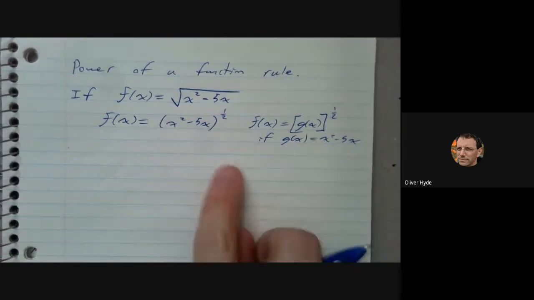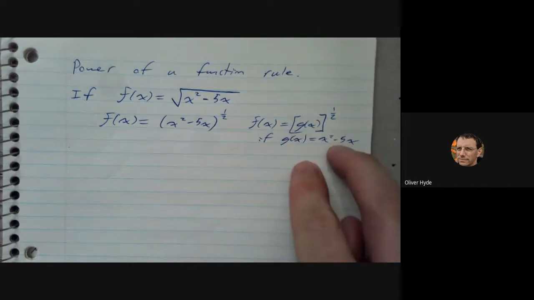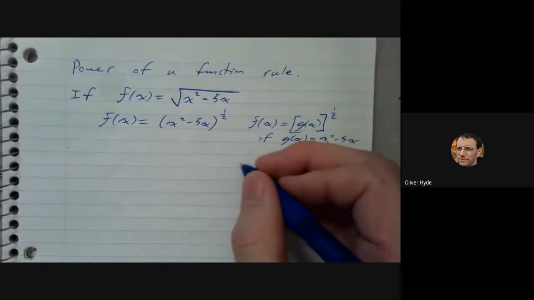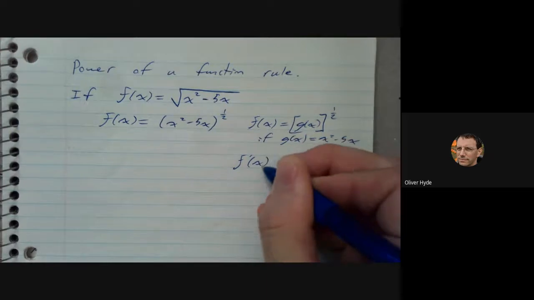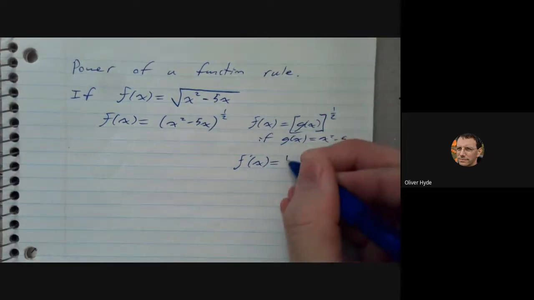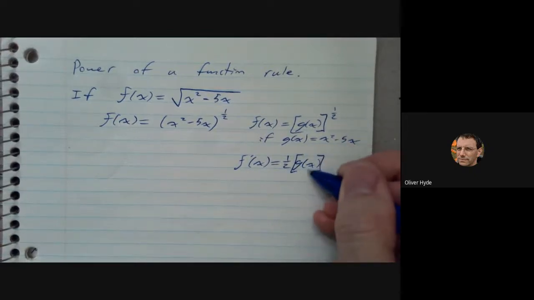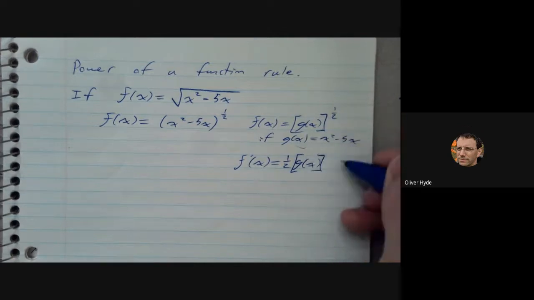So let's go from the function notation here, because this is closer to what our formula said. F prime of x, you're going to take the derivative of the 1/2 power of something. That's going to be 1/2 times g of x, treating g of x as a variable. It's not 1/2 times g prime of x.